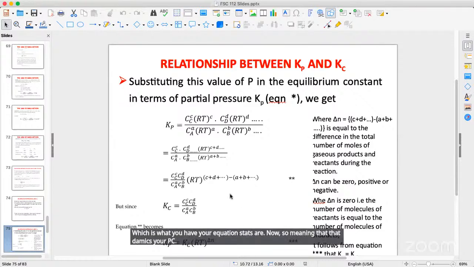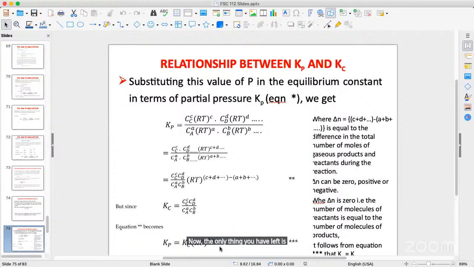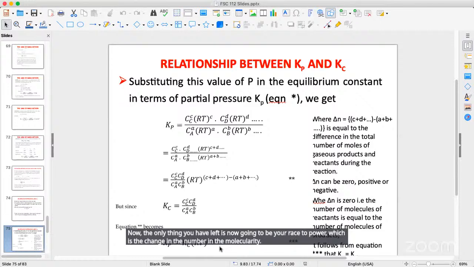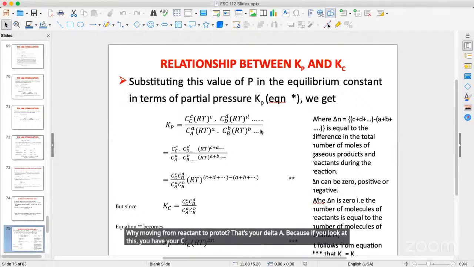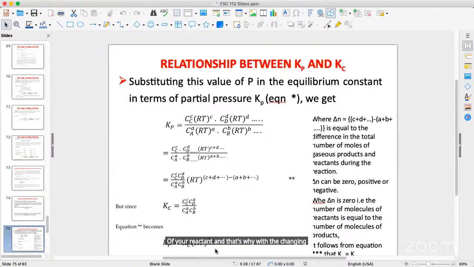Now, the only thing you have left is your RT raised to power, which is the change in the molecularity while moving from reactant to product. That's your delta N. Because if you look at this, you have C plus D, which is the number of moles of your product, minus A plus B, which is the total number of moles of your reactant. And that's why we say change in molecularity moving from reactant to product. And that's your delta N.